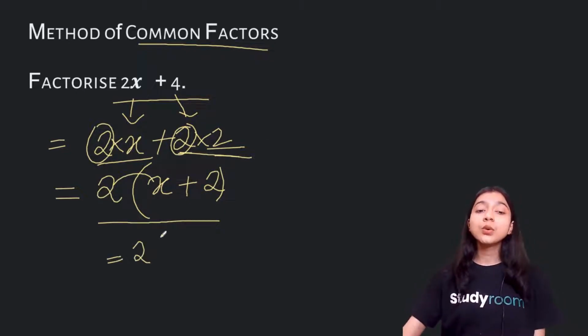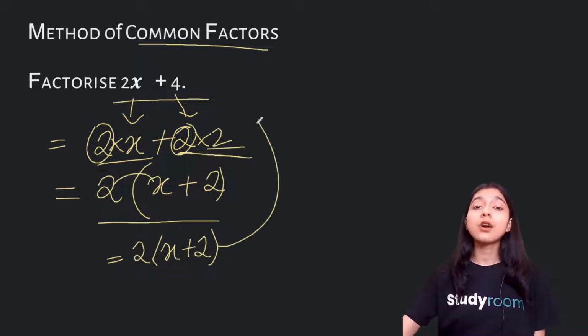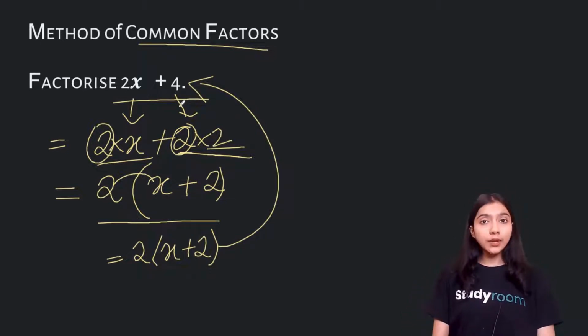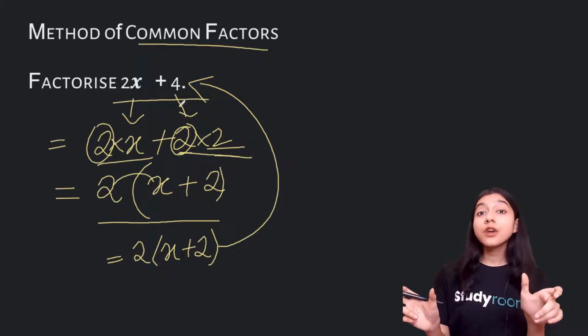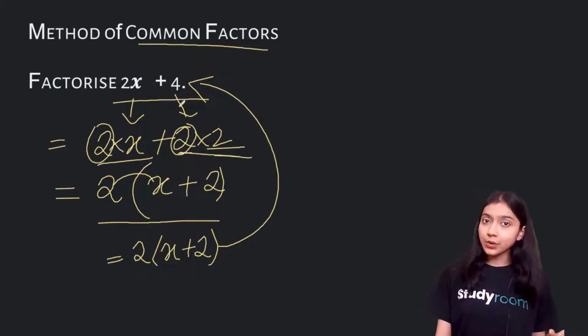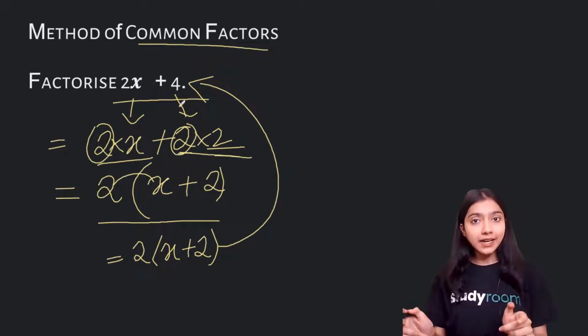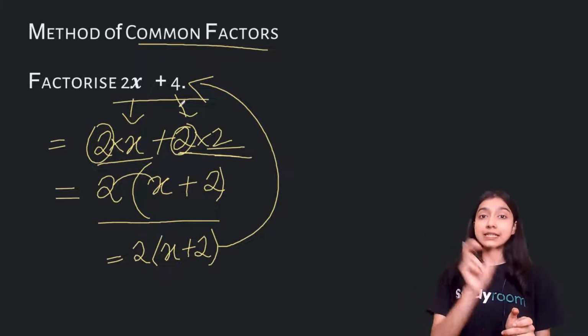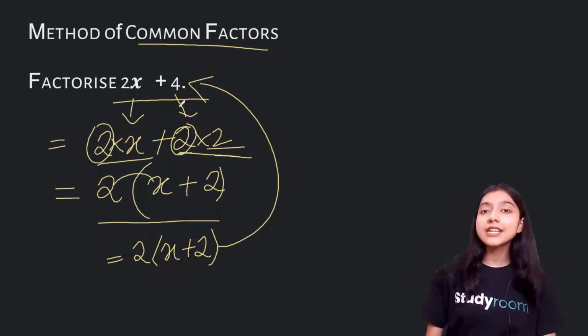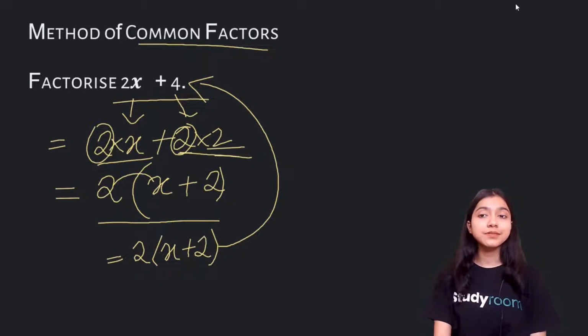That means 2 multiplied with (x plus 2) is the answer, or we can say the factorized form of the given algebraic expression using the common factor method. What we did, we just broke it into common factors, or we can say irreducible factors, and then we took out the common thing outside and gave a bracket and the remaining factors inside the bracket. Thus, the final answer obtained is the factorized form of the given algebraic expression.